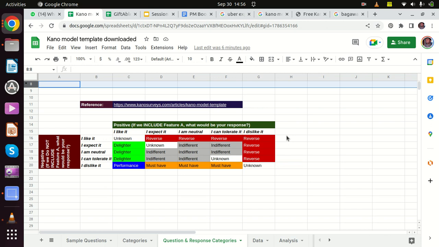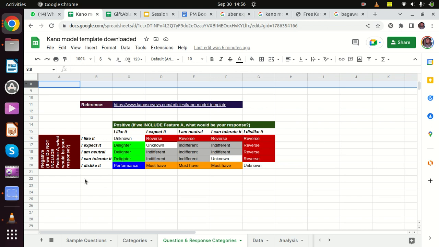Now let's say a customer says, let's look at a particular feature. Feature A, if I do not include it, I'm asking this question to the customer: I do not include feature A, what would be your response? And let's say the customer says, I dislike it. The customer has selected this option. You are not including it and I'm unhappy about it.